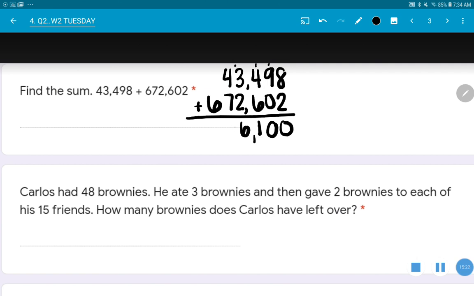4 plus 7 is 11. I'm going to write down my 1. Regroup the 1. 1 plus 6 is 7. So my answer is 716,100.